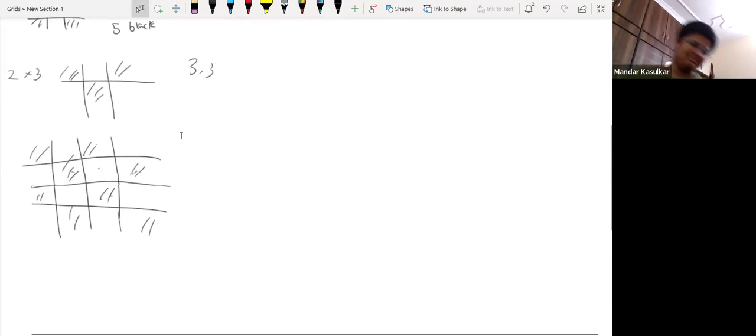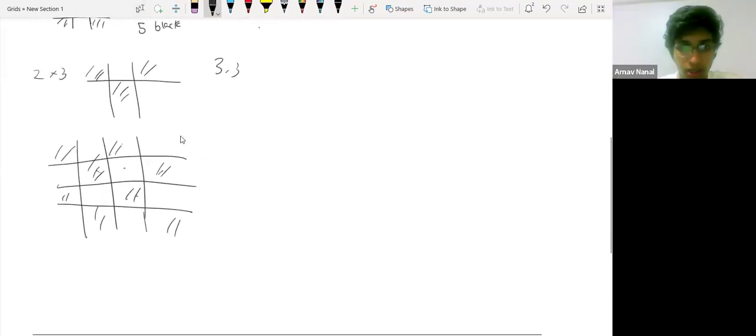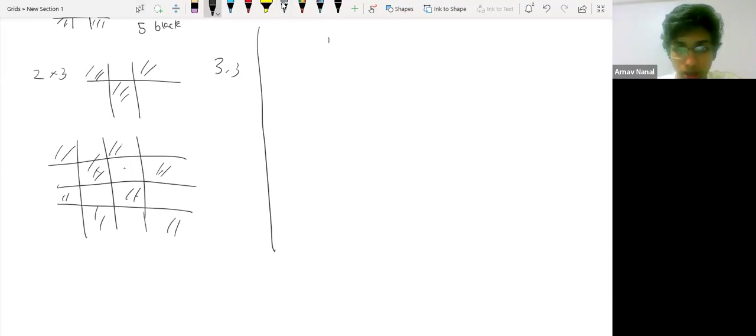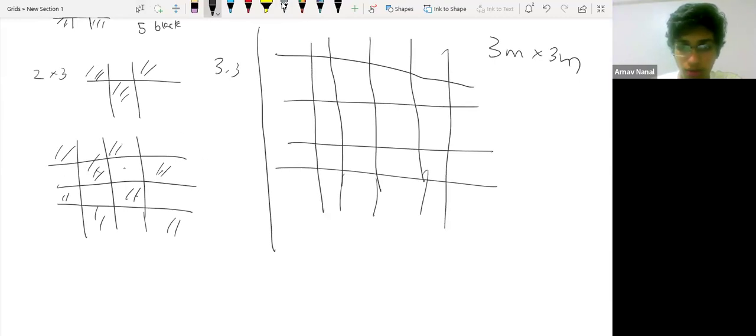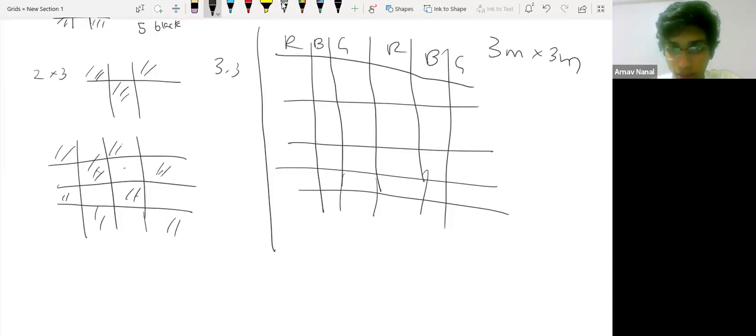Nice, great. Now there is another type of coloring which is commonly used. I mean, not very commonly, but a good thing to know. If you have something of the sort 3m cross 3m, let's take a 6 by 6 right now. What you can do is this sort of RGB coloring. R means red, B means blue, G means green.